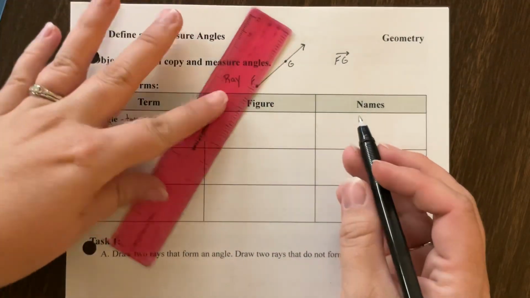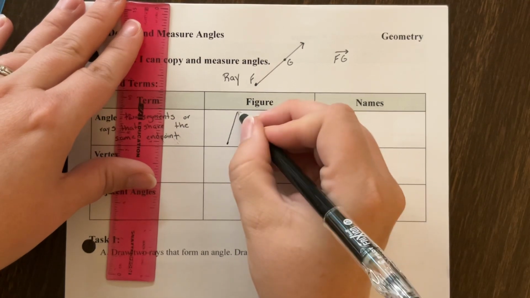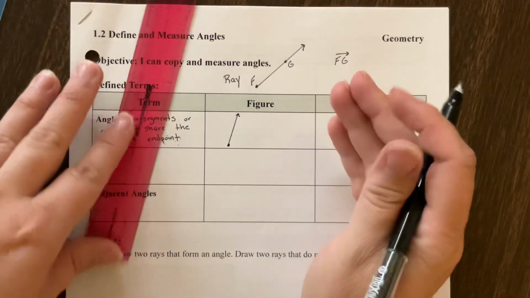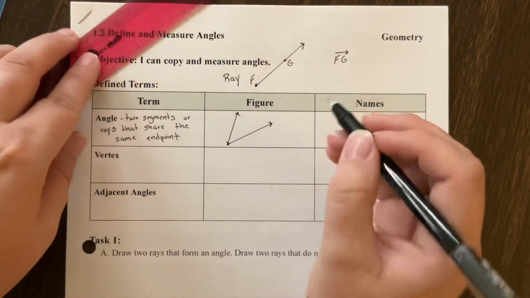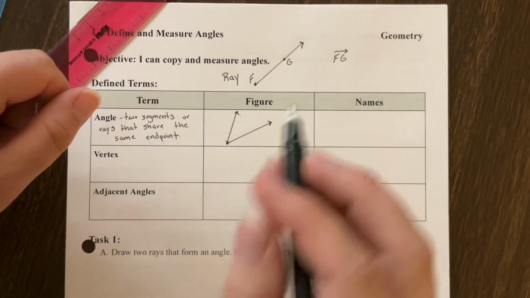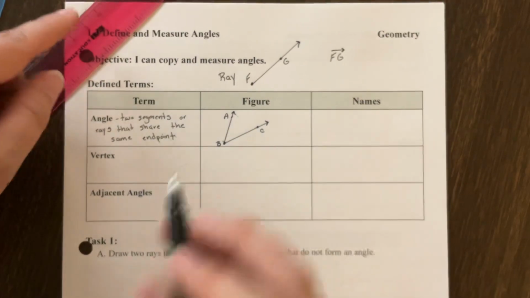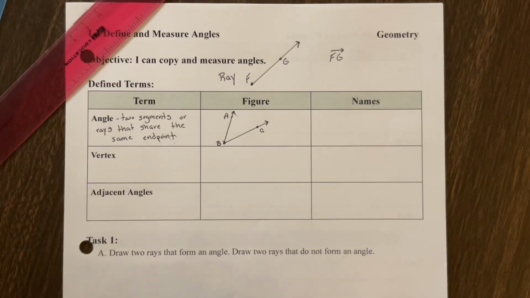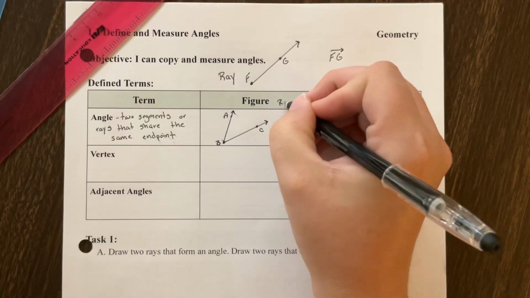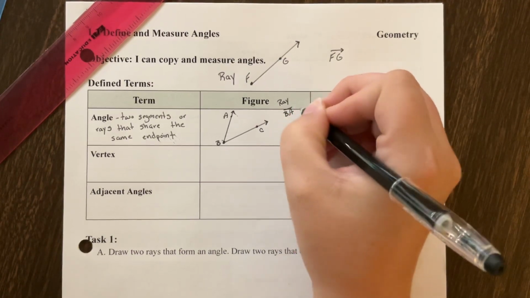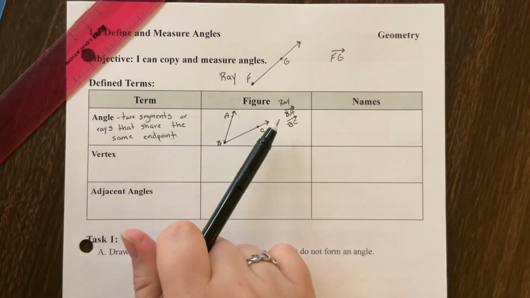Okay, so if I draw 2 rays, one ray like this, and I draw another ray with that same endpoint, let's say like this, I have created an angle. Let's call this ray BA, put A over here, and we'll call this one BC. So the angle is formed by ray BA and ray BC, denoting that they have the same endpoint.